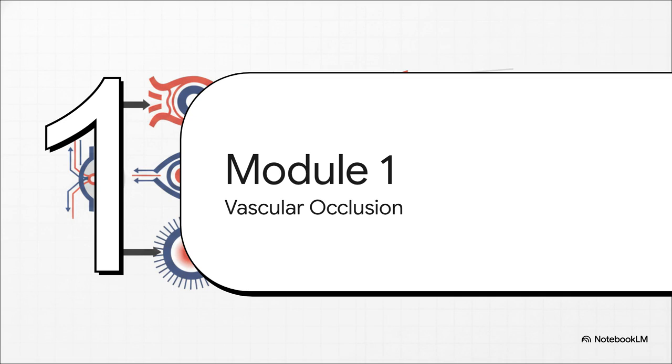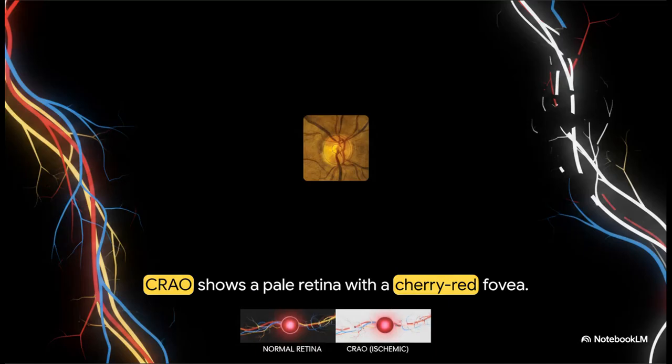Module 1, Vascular Occlusion and Hemodynamic Infarction. Let's get into it. We're kicking things off with acute arterial ischemia. Specifically, we're looking at the catastrophic hemodynamic failure of central retinal artery occlusion, or CRAO. Now, this presents as sudden, profound, and completely painless monocular vision loss. Just look at this fundoscopic signature.